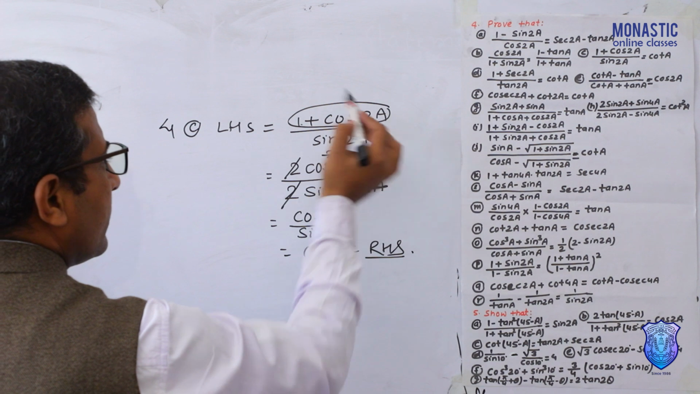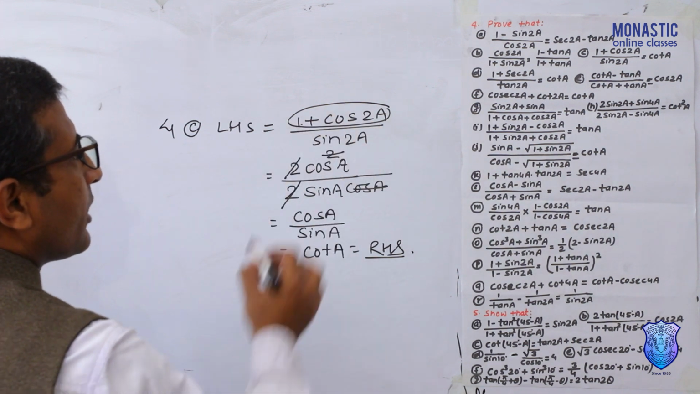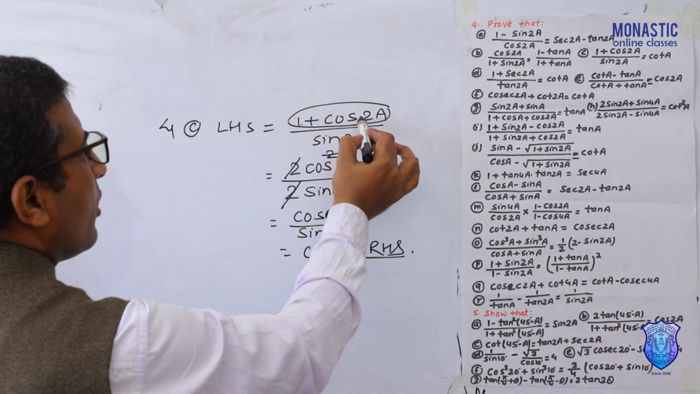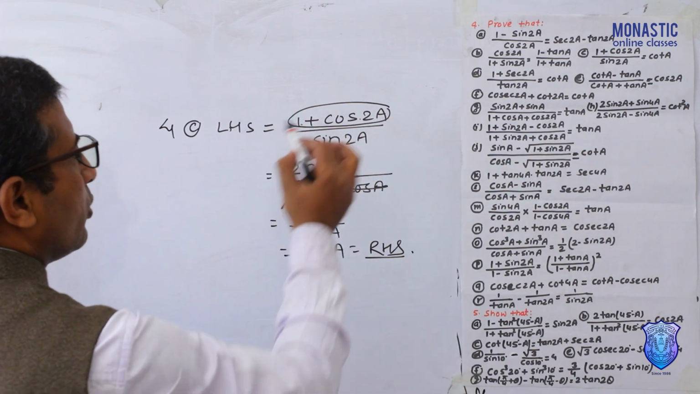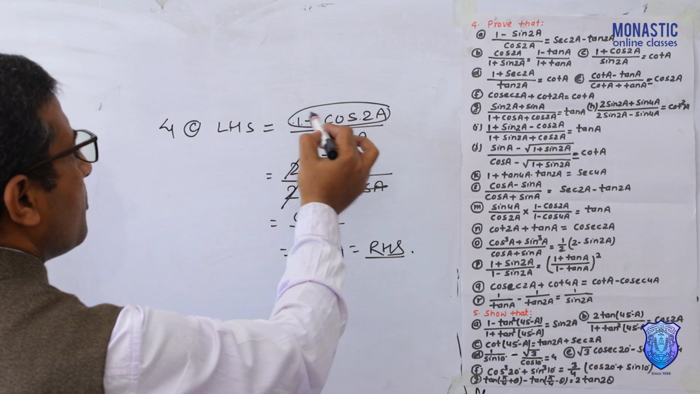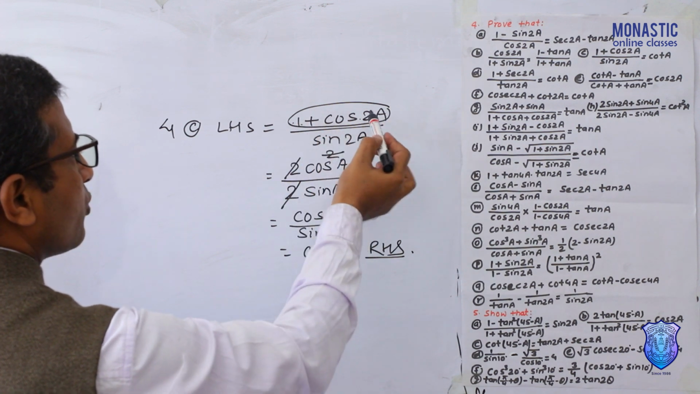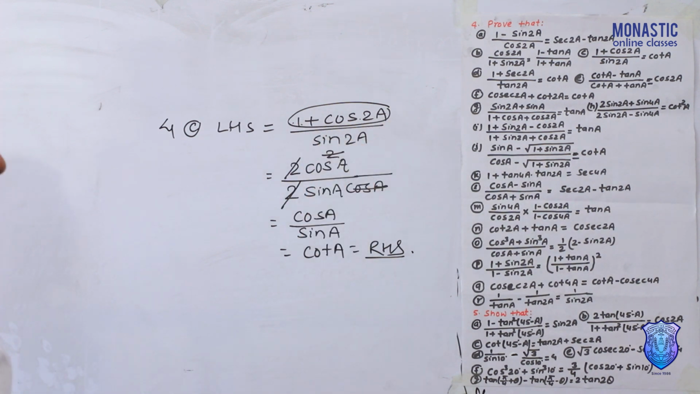If you haven't remembered this formula, then use the formula of cos 2A so that you can cancel one. So you can add one more step, 1 plus 2 cos square A minus 1, then 1 cancelled, then you can do it. But it is better to remember this formula.